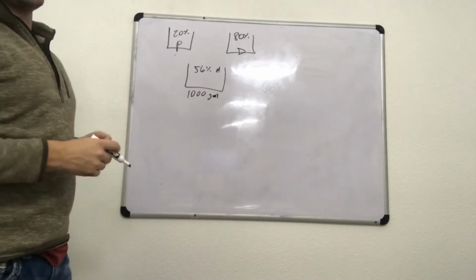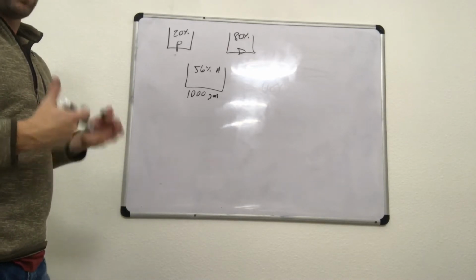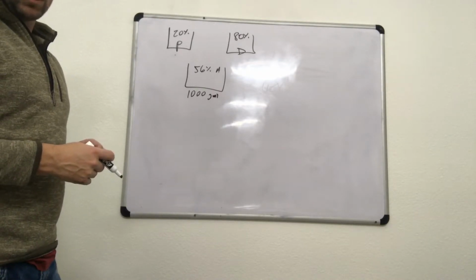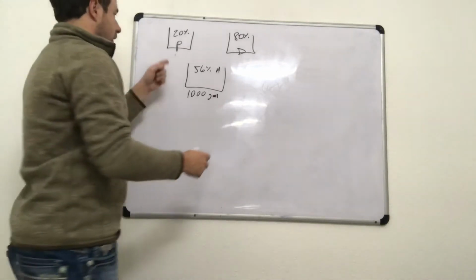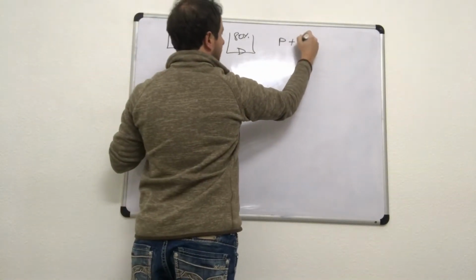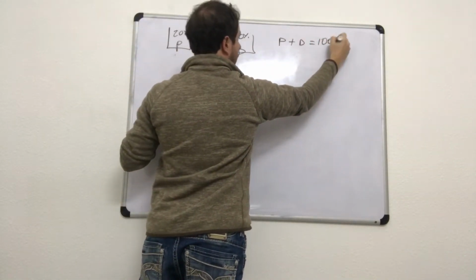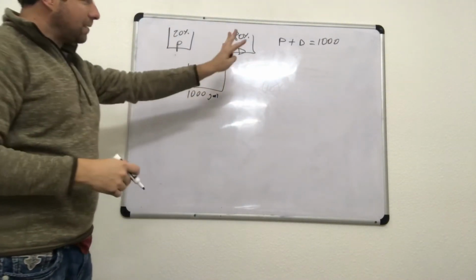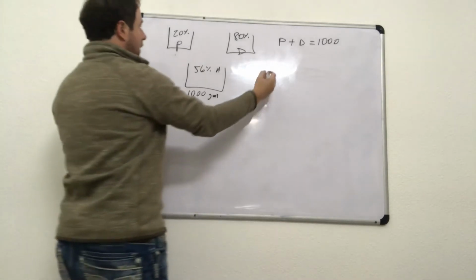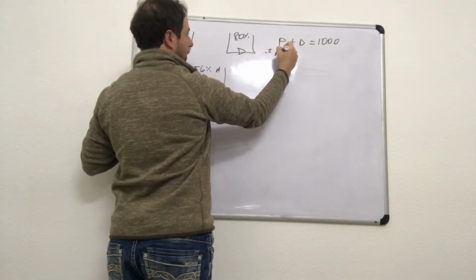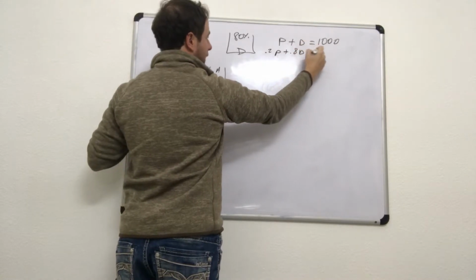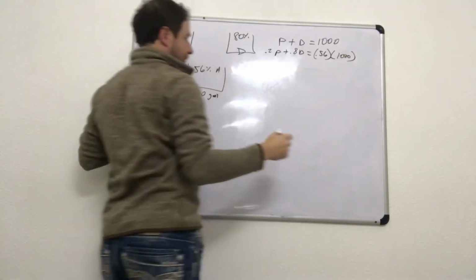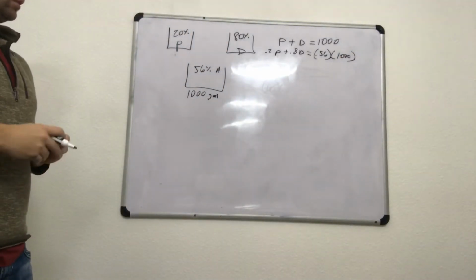Well, in order to solve for this, you're going to solve it similar to your coin problems, like your nickels and dimes and quarters problems. It's a very similar way to solve for this. And so you're going to go P plus D equals 1,000. So that's going to be kind of your simple equation. The next equation is going to be the same equation except you're going to have percentages in it. So you're going to have 0.2 P plus 0.8 D equals 0.56 times 1,000.